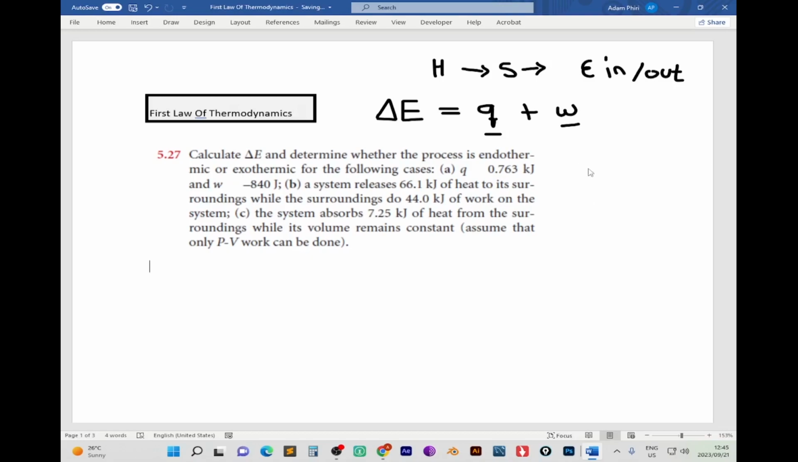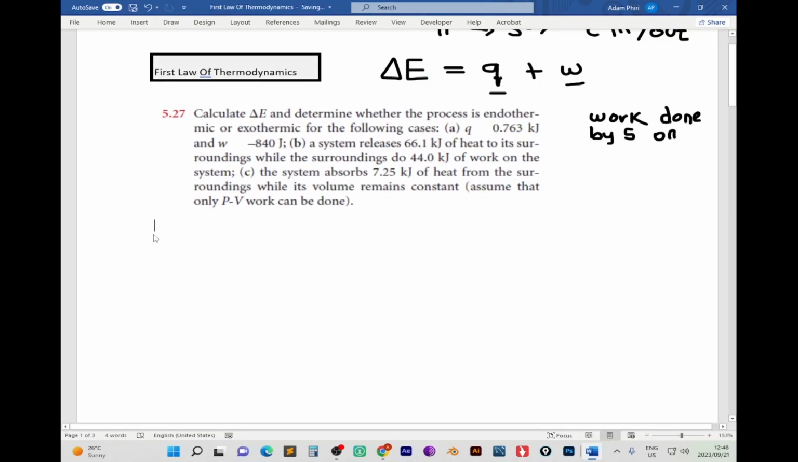And then the work is the work that has to be done, so it's going to be done on the system. I'm using S for system, not entropy. So that is work done by the system or on the system. If it's by the system, the system is losing that energy. If it is on the system, it is gaining that energy.